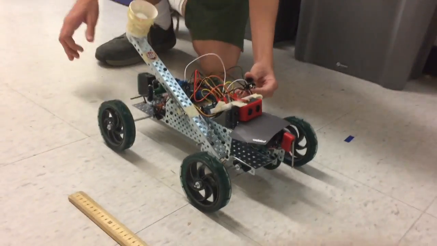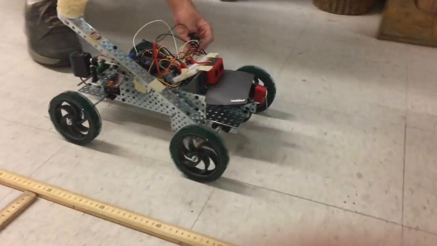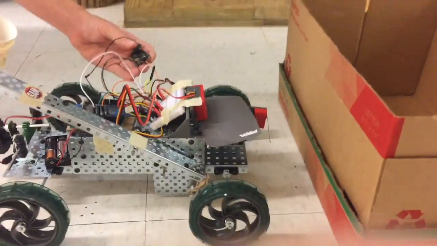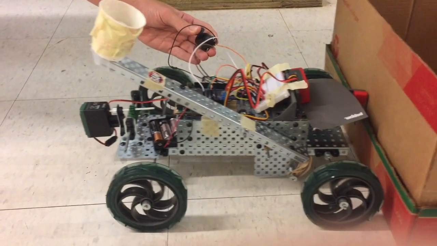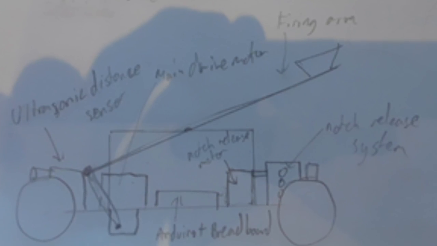Our second function is a bumper. It's a momentary switch, and when it's pressed, or when it hits an object, the robot just stops.